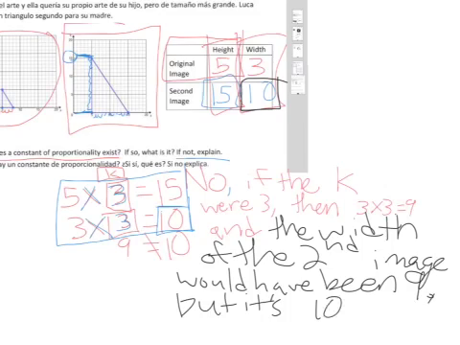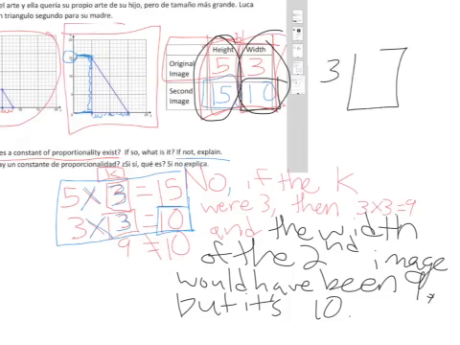Another thing you could have written is that you don't multiply by the same number each time. 5 times 3 is 15. But over here we have 3 times what number would be 10? It would be 10/3, and that's not the same thing as 3. Pause the video if you need more time to copy.